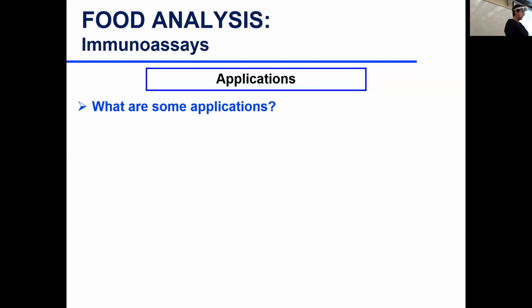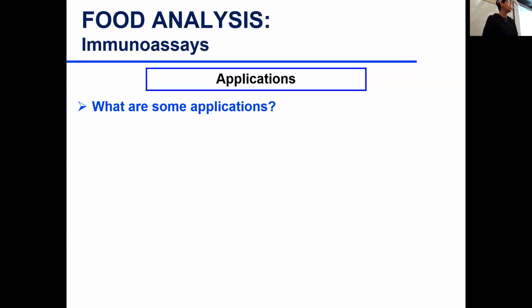GMOs, presence of GMO. You have unique genetically modified proteins that can indicate that this crop or whatever it is is genetically modified. What else? I gave another example a few minutes ago. What can you use immunoassays for? Was it like pesticides and mycotoxins? Yes, pesticides, toxins, basically mycotoxins. What else? Anything you can think of?